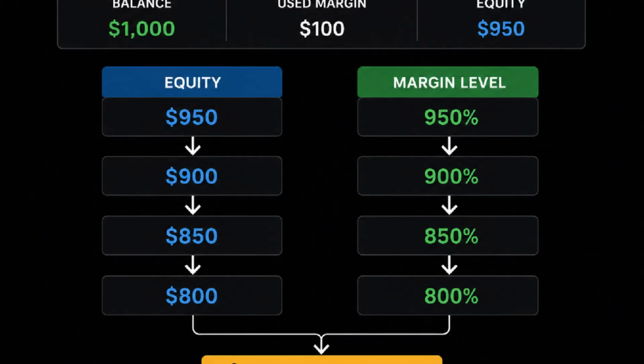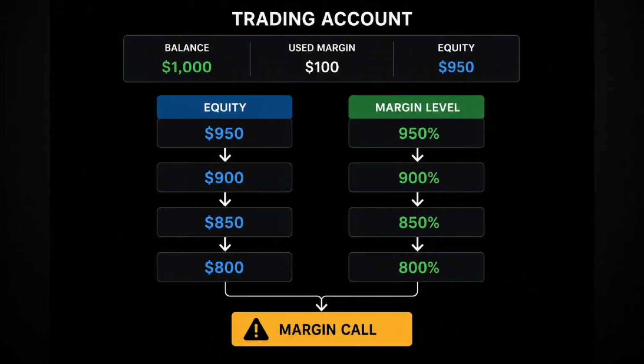But what happens when your margin level keeps falling? Let's continue with the same trade example. The market is still moving against your position and your losses continue to increase. As a result, your equity keeps falling, causing your margin level to drop even further. At first, your trade remains open. The broker doesn't immediately interfere because your account still has enough funds to support the position.